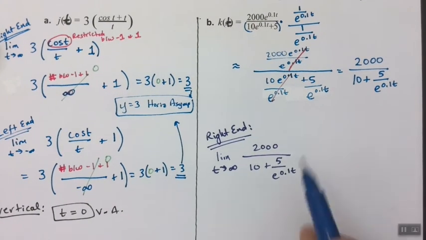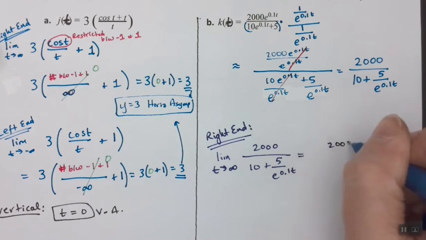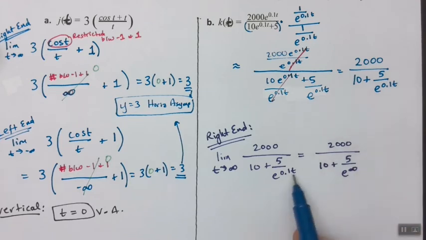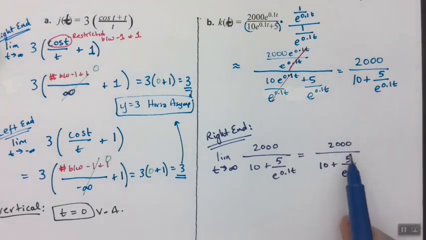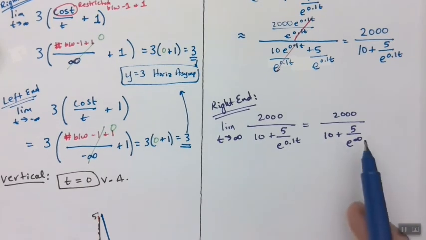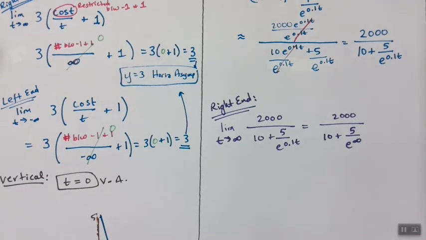All right, now let's think about this for a second. I'm going to let t go to infinity. So e to the infinity, let me write it, that'd be 2000 over 10 plus 5 over e to the infinity, because 0.1 times infinity is still infinity. But 5 over e to the infinity is huge. I mean, that's the kind of thing that you say, I hate you to infinity, I hate you e to the infinity power, right? It's a really huge, huge number, super, super huge. So if I take 5 and I divide it by that huge number, I'm going to get 0. You guessed it, right? So this is just 0.